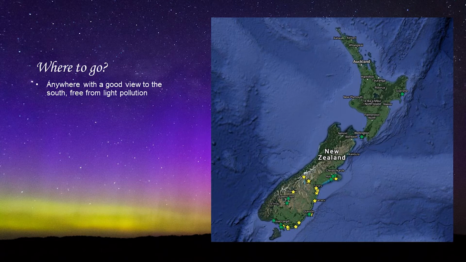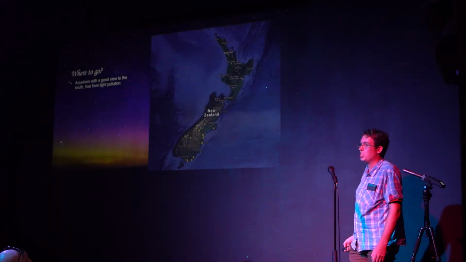This is an actual map from the Global Aurora Sightings map. And these are places where people have actually reported seeing aurora in the past. So pretty much anywhere along the Canterbury coast, Otago coast down to Southland, and inland as well in some spots. But the important thing is being able to get above the terrain, so to speak, so you can actually see the horizon.